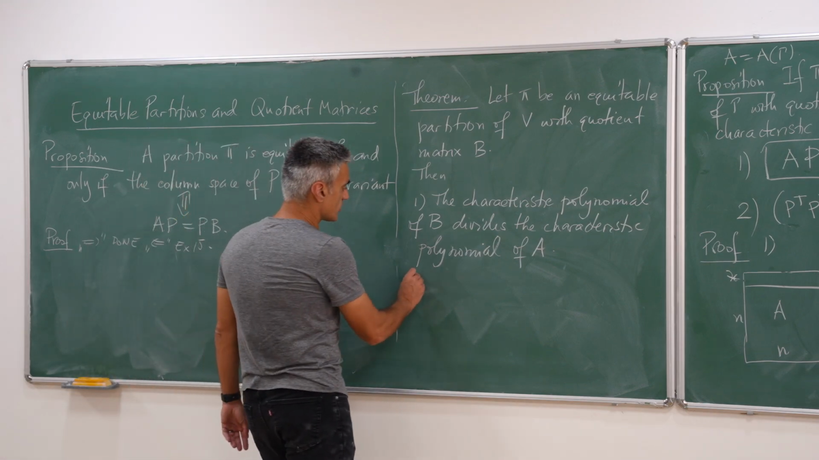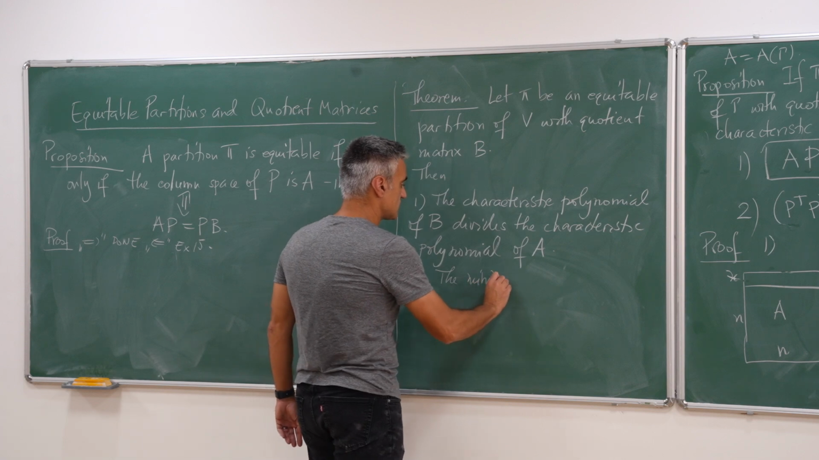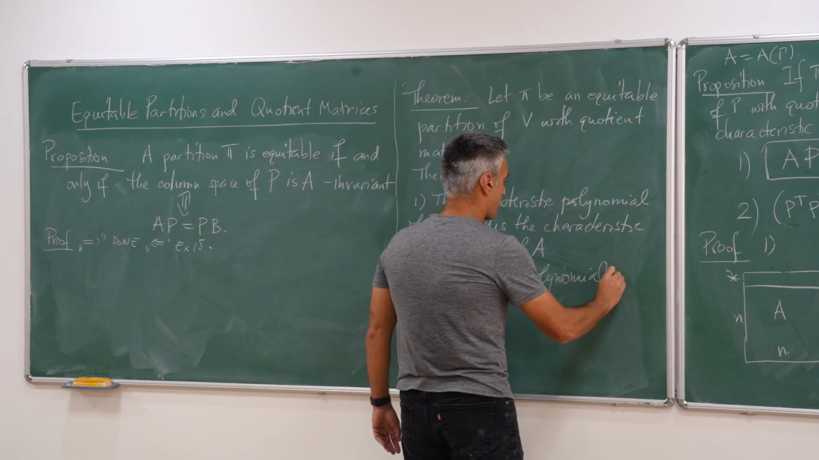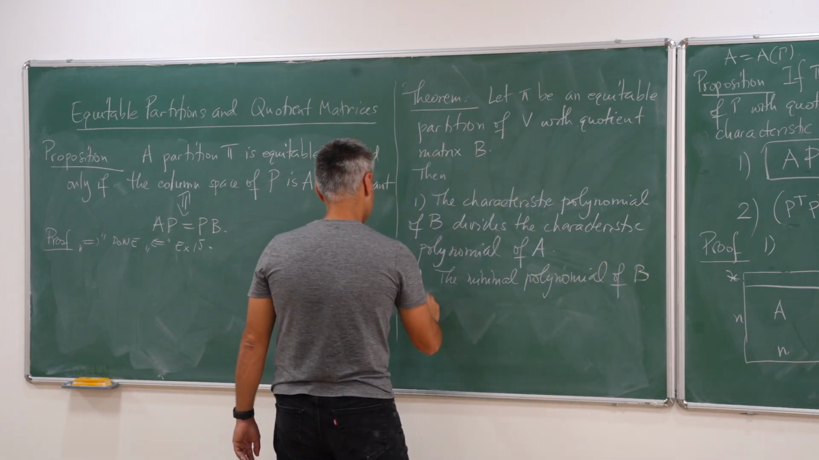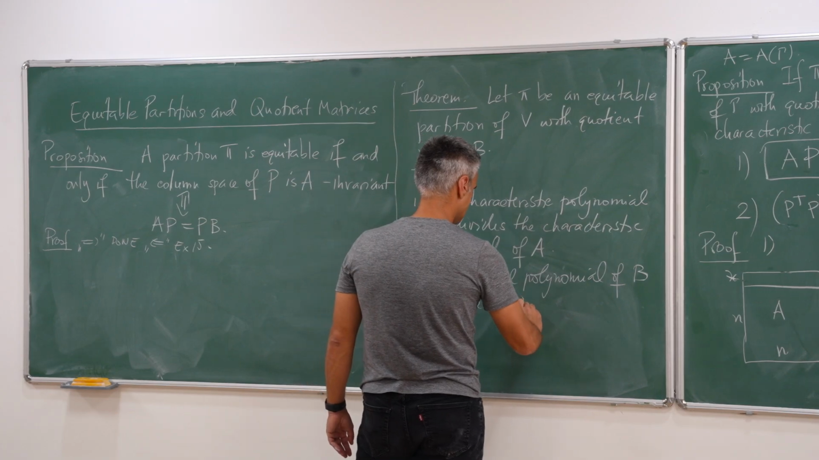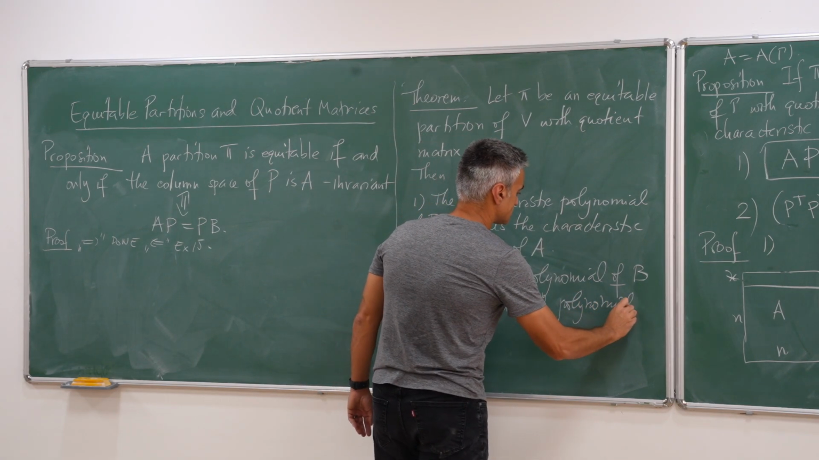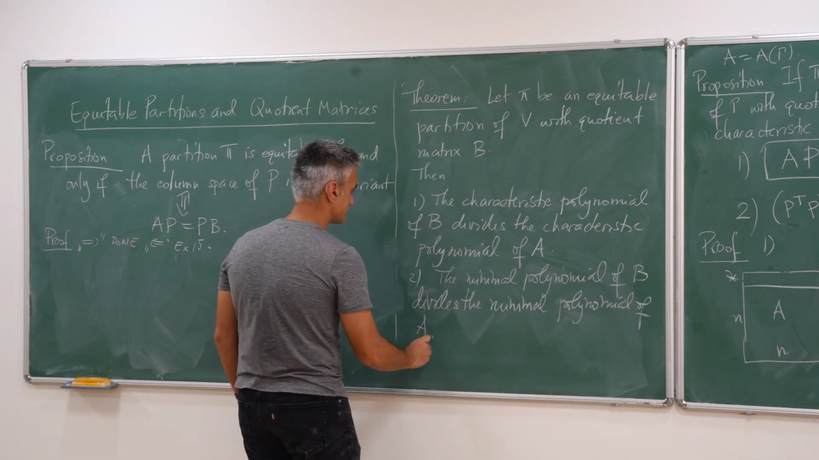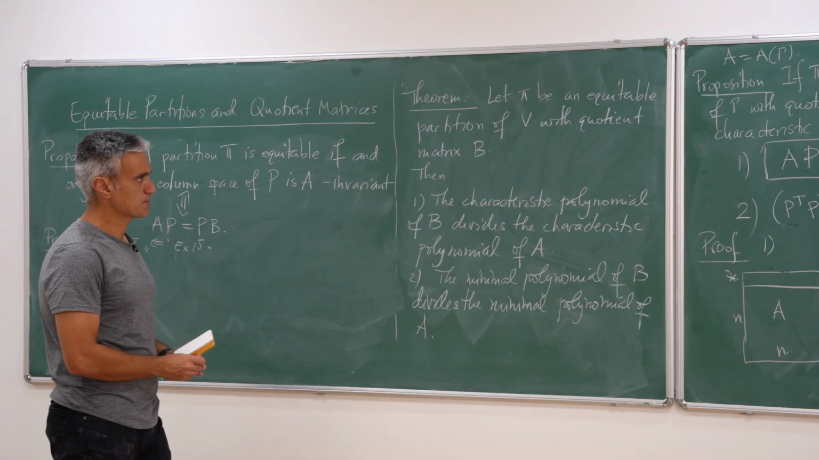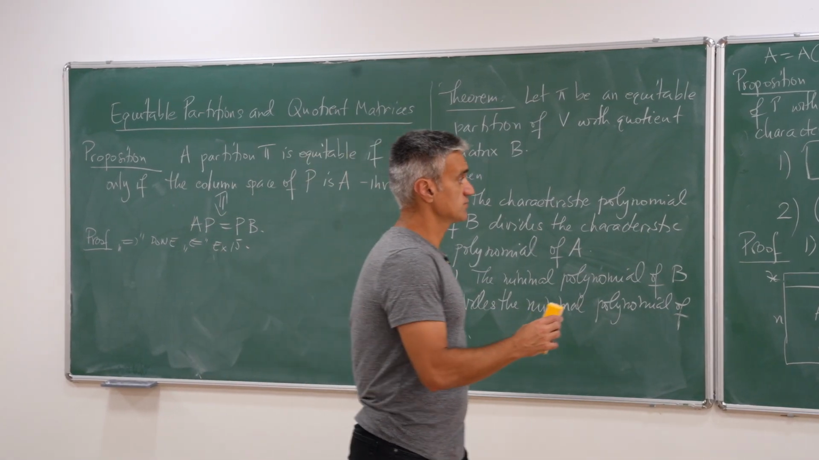And then the second one, it's actually also true, though we didn't talk about minimal polynomial, that the minimal polynomial of B divides the minimal polynomial of A. I will just prove 1, okay? So I have that, I have that. Let me erase here.